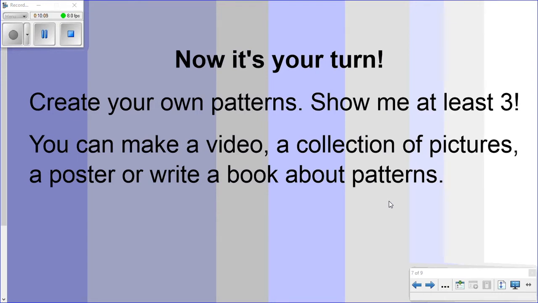Feel free to use stickers and markers and crayons, or use your computer, clip art, cut pictures out of magazines, use things you have around the house. Have some fun and show me at least 3 different patterns and let me know what kind of a pattern it is. Is it AB pattern, ABC pattern, ABBA pattern? Have some fun.